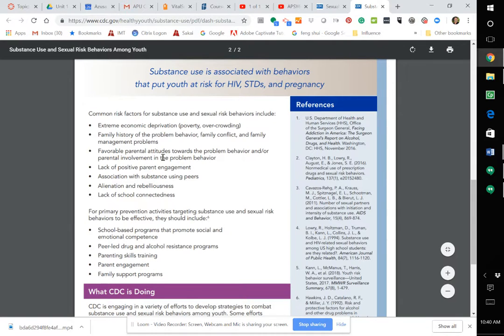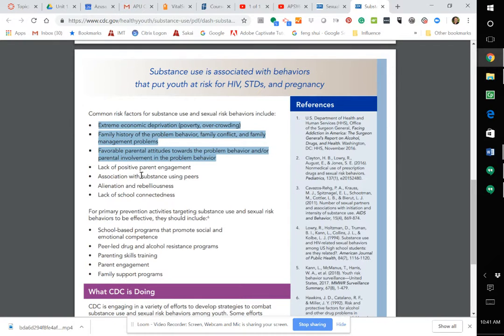and pregnancies. And what I always find interesting are some of the common risks: poverty, economic overcrowding, family history, favorable parental attitudes towards the problem behavior, lack of positive parent engagement, association with substance using peers, and alienation and rebelliousness, lack of school connectedness. Now, this is very interesting because look at all that is highly controllable.